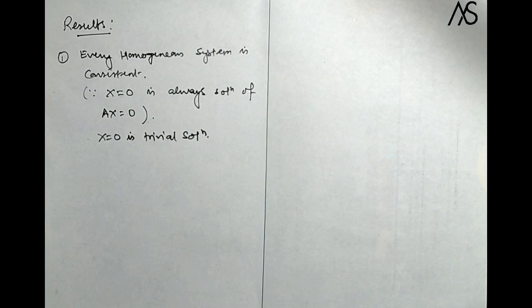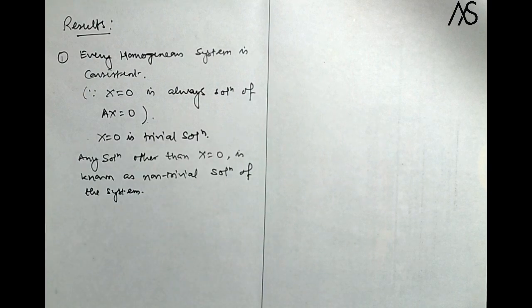If apart from this any other solution exists, then we say the solution is a non-trivial solution. Other than x equals to 0, the solution is called a non-trivial solution of the system. Here throughout, we are talking about homogeneous systems.